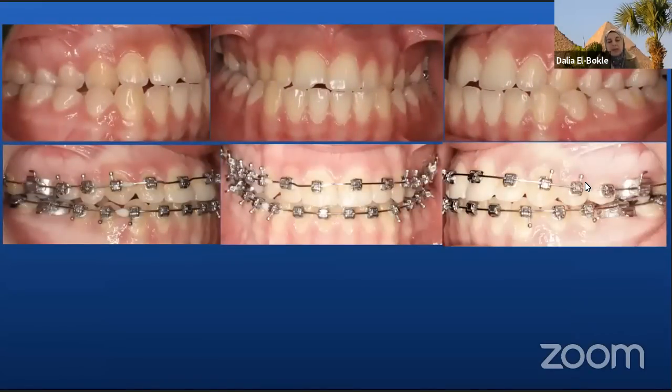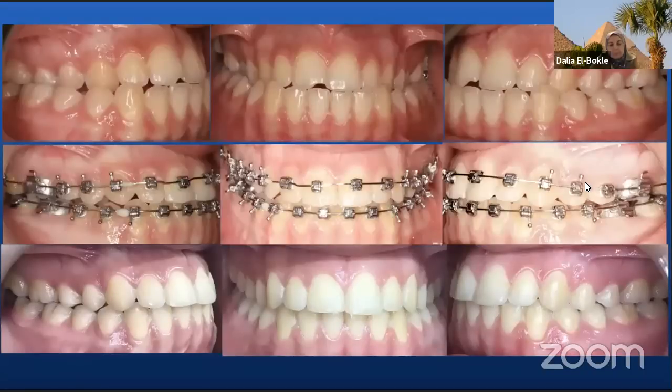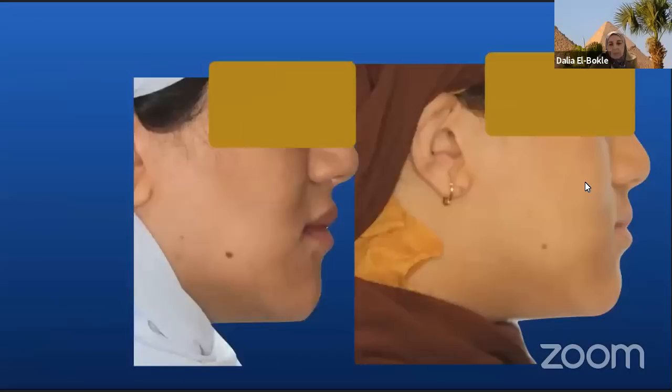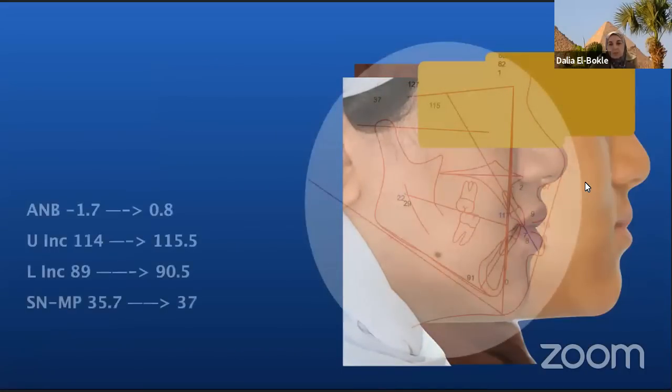So the turbos in her case provided disclusion or disarticulation to free the upper arch and to allow for the movement of the upper dentition in a transverse and an anteroposterior direction. So looking at her tracing, the ANB went from -1.7 to 0.8. Upper incisor remained almost the same, as well as the lower incisors. But the SN mandibular plane angle increased about 1.5 degrees. And I think that's how the class 3 was corrected in her case, by the clockwise rotation of the mandible.